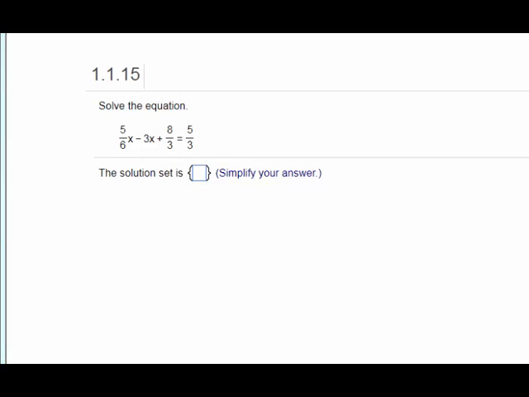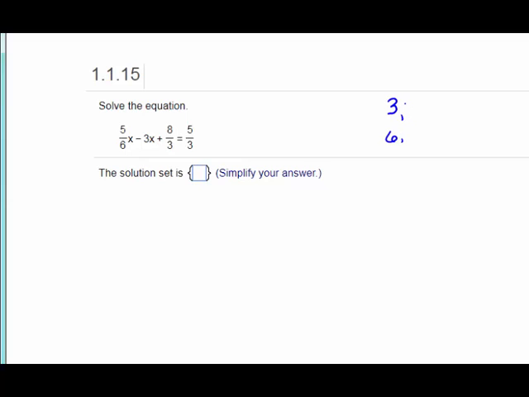Okay, so for our next example, we have a linear equation that has a fraction in it. So if you look at your denominators, you have a denominator of 6 and also a denominator of 3. And what you need to do is find the least common multiple for those two denominators.